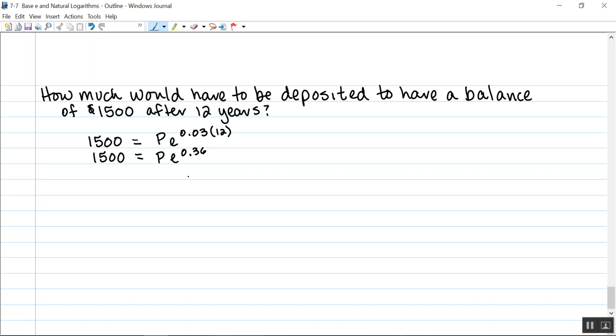And actually, to solve this, it's very easy. We're just going to divide each side by e to the 0.36. So P is equal to 1,500 divided by e to the 0.36 power, which is approximately $1,046.51. So that's how much I would have to deposit to have a balance of $1,500 after 12 years. So in this section, we learned about the natural base e, and natural logarithms and how to use those to solve problems.